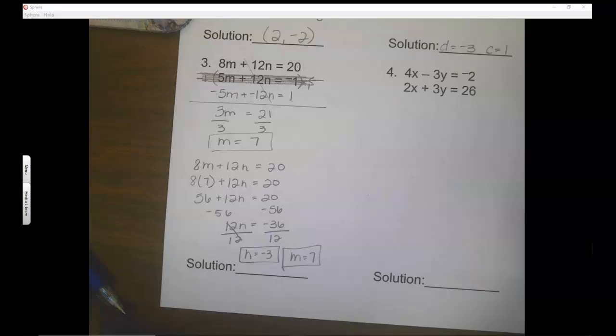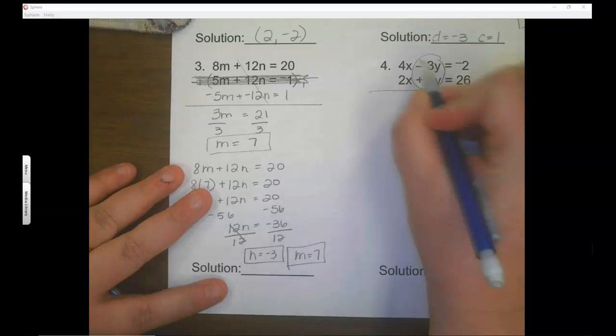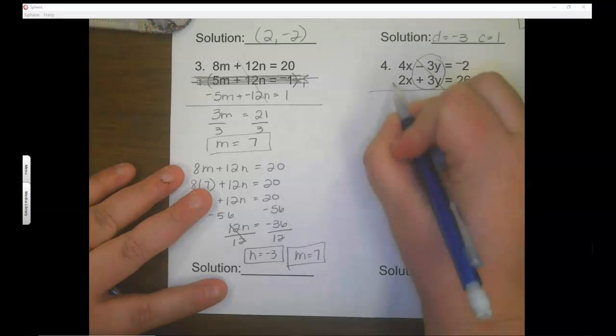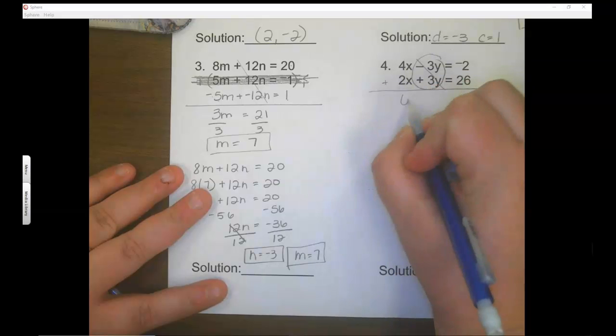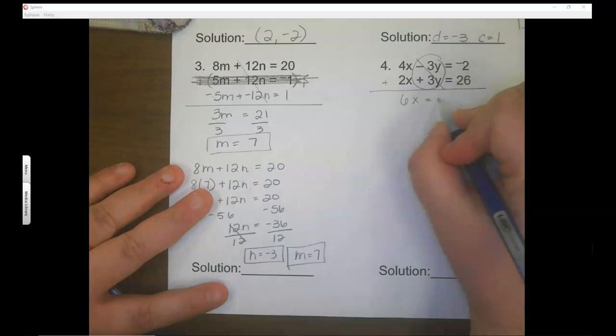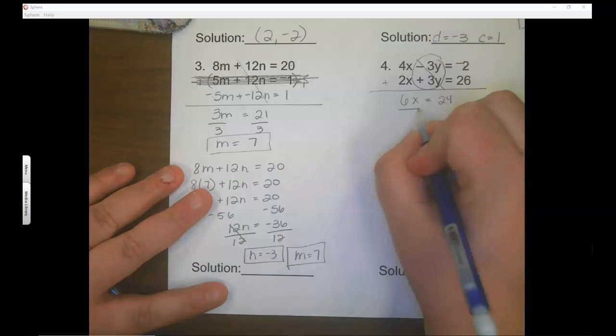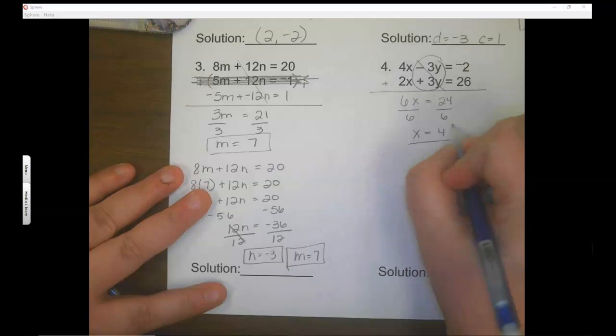All right, let's go ahead and look at it. All right, so hopefully we noticed these y's. Sorry, mine's paused. These y's. And so those got canceled. So 4 plus a 2x, because it's a positive, is 6x. Negative 2 plus 26 is 24. Divide by 6, divide by 6, x equals 4.